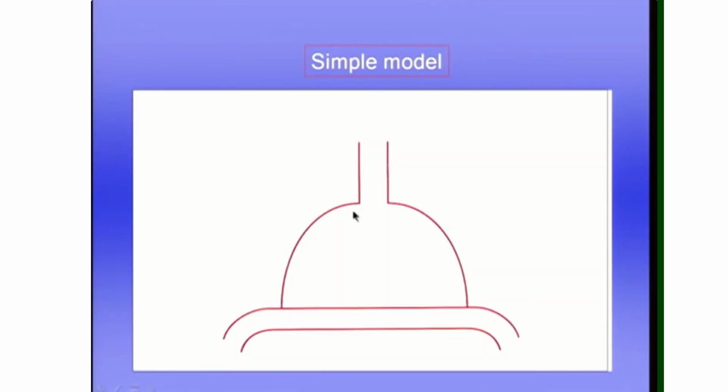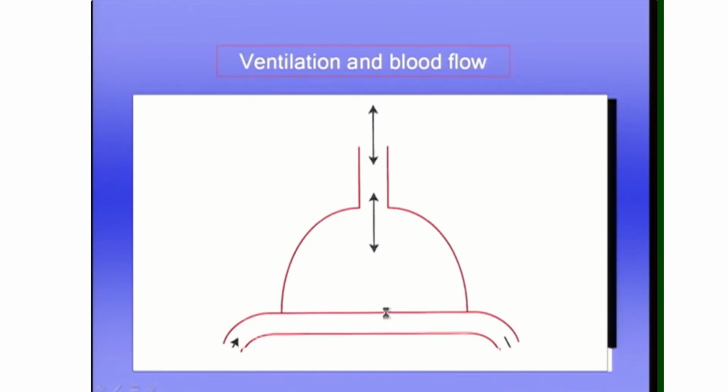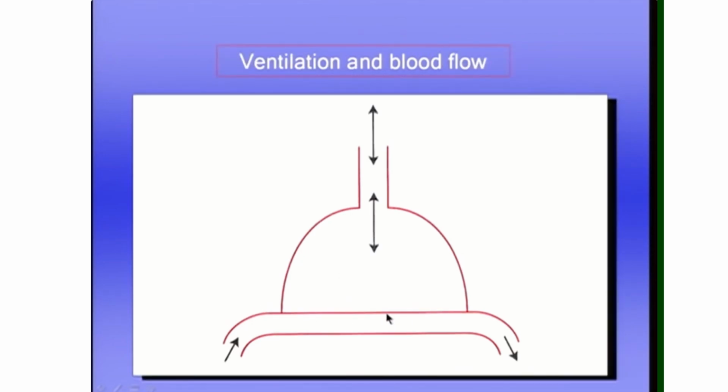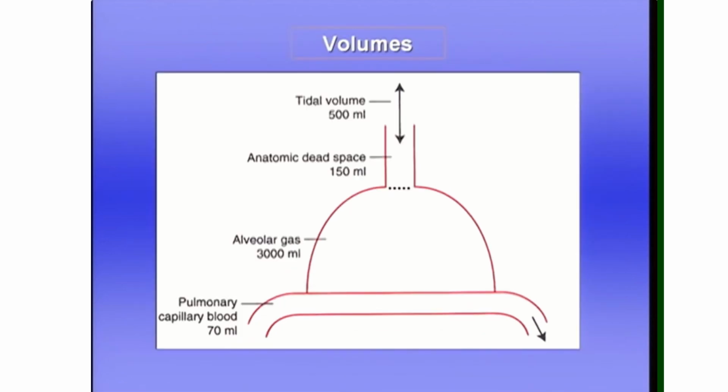Again, we're going to start with our simple model with the conducting airways here, the alveolar gas, the blood-gas barrier, and the capillary here. Here we've added the ventilation and the blood flow, the ventilation coming in here and the blood flow coming in here. As I mentioned earlier on, I like to think of the lung as a symmetrical structure with ventilation on one side of the blood-gas barrier and blood flow on the other. And here are some typical volumes of the lung.